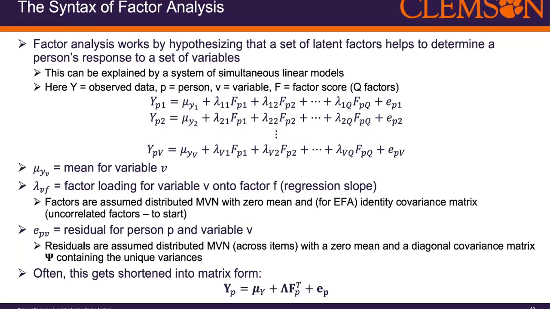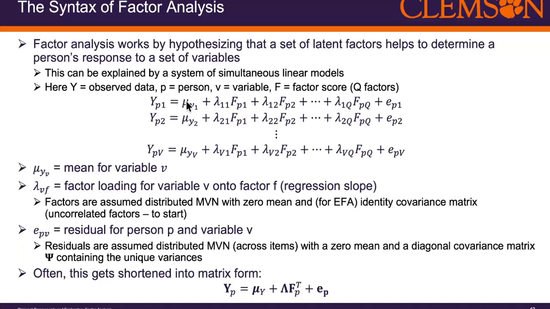So the factor analysis syntax works by hypothesizing that a set of latent factors helps to determine a person's response to a set of variables. This can be explained by a system of simultaneous linear models. Again, from the factor analysis point of view, if you recall from the confirmatory factor analysis lecture, we'd say that an observation y for a person is equal to some intercept plus some factor loading times each factor, summed across all the factors there are, plus error. So really what we're saying is if we had observed the latent variables, we could then tell you why a person picked the score response they had.